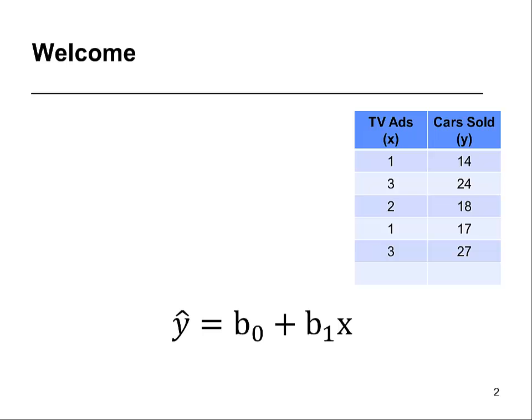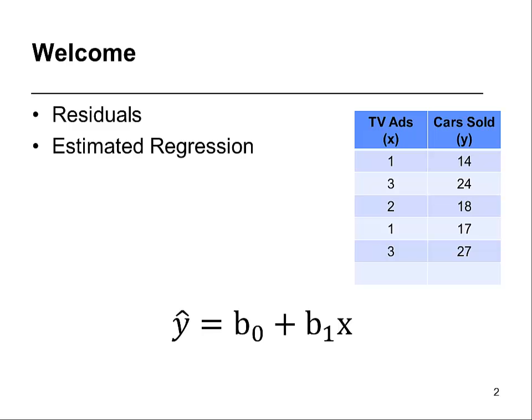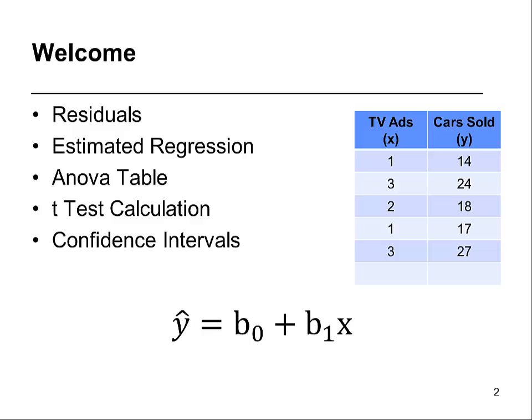During this presentation, we'll look at the residuals. I'll talk about that briefly. We'll look at the estimated regression function parameters. We'll look at the ANOVA table, look at the t-test calculation results, and finally finish out with the confidence intervals of this regression. So let's get started.